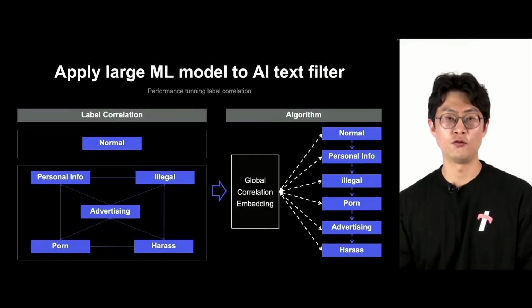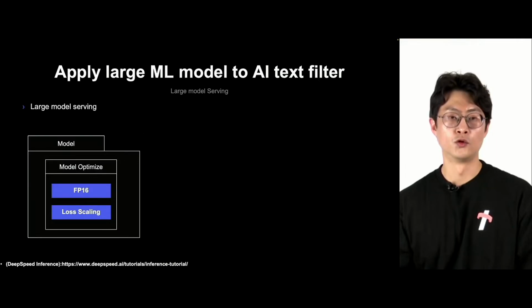And additionally, after applying the large model, we implemented an algorithm to enable performance tuning. The algorithm was designed so that the label interdependence could be reflected. In the algorithm, a global correlation embedding layer was used so that when predicting the label, there could be learning about the labels' interdependencies. And so we were able to check the performance of the tuned model with the experiment results. And moving on to model serving.